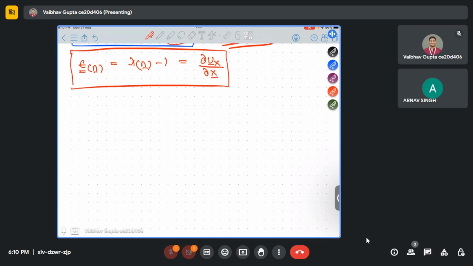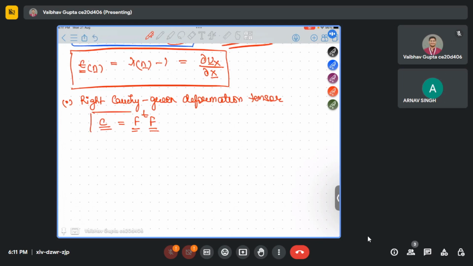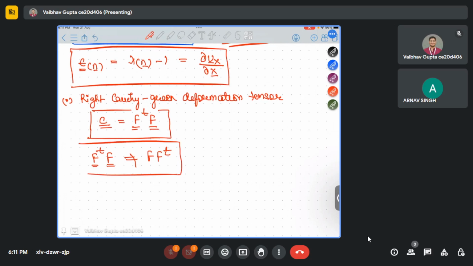Here the next thing that comes is the right Cauchy-Green deformation tensor. This is denoted by C, and the formula to get the value of C is F transpose F. Also, F transpose F is not equal to F transpose. Okay, so don't merge these two things.